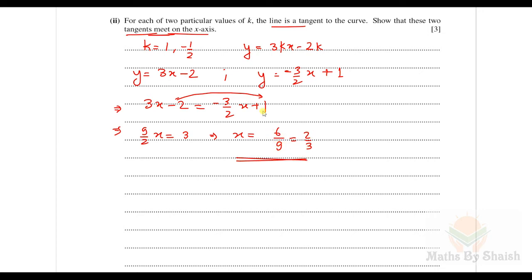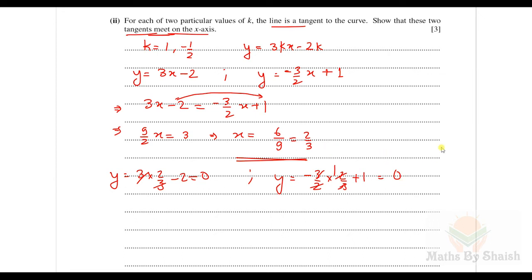So x value is 2 by 3, we'll put it in this to get the y-intercept. So y at 2 by 3 for this tangent is going to be 3 into 2 by 3 minus 2, of course that is 0. And for another line, y is equal to minus 3 by 2 into 2 by 3 plus 1. These two got cancelled, we got 1 minus 1, so it is again 0. So it means the tangents meet on the x-axis, because the intersection points are going to be (2 by 3, 0) and (2 by 3, 0), so they are meeting on the x-axis.